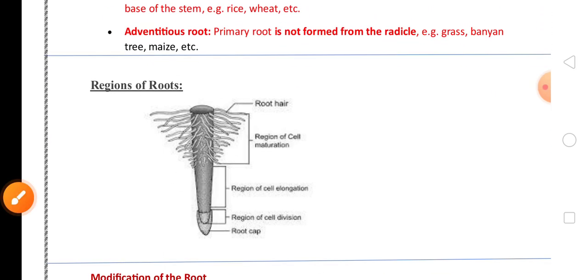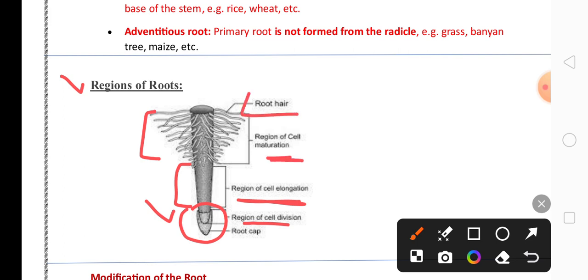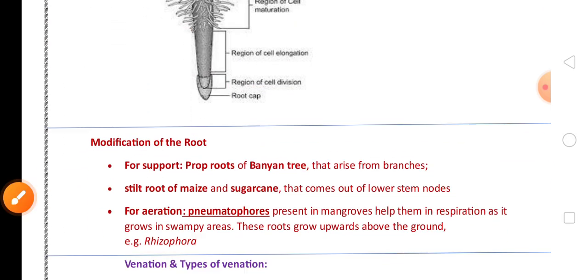Another 3 marks very important question is different regions of the root. The first region is region of cell division, that is present at the tip of the root having meristematic tissue for the rapid cell division. Second region is region of elongation, and third region of maturation. In the region of maturation we can find root hairs.